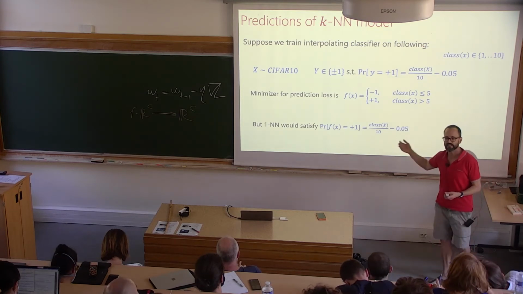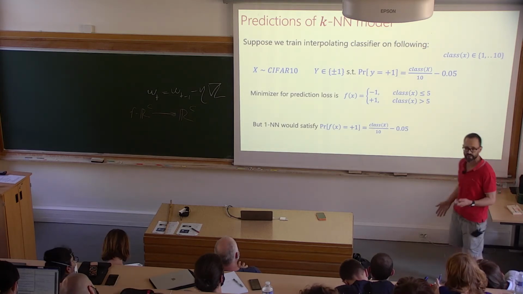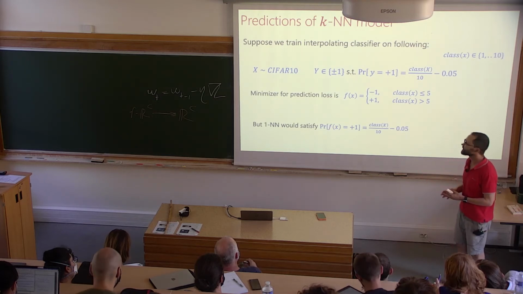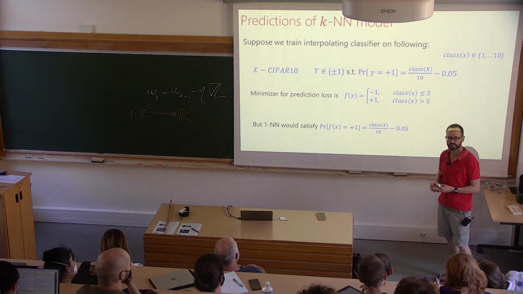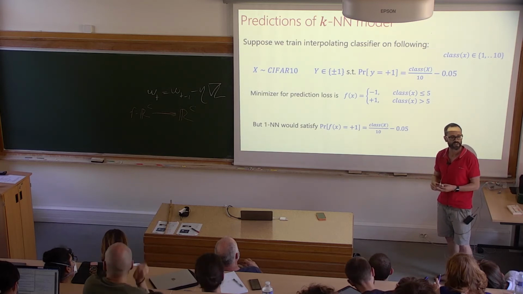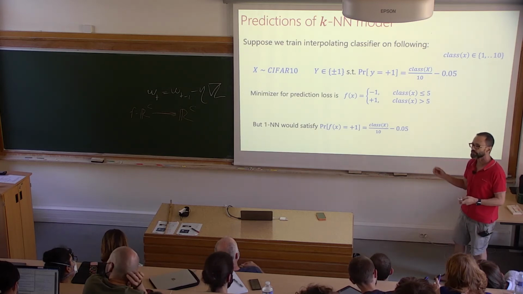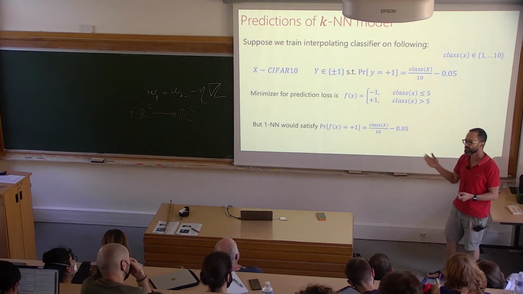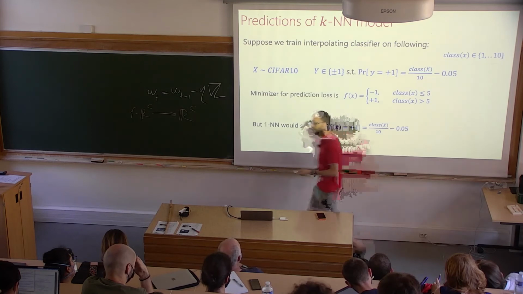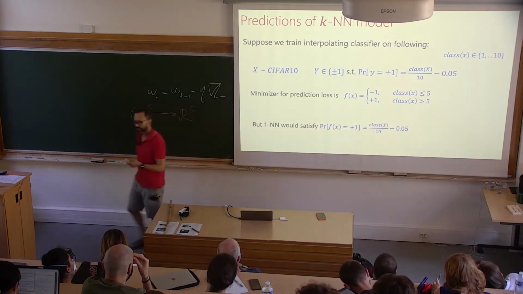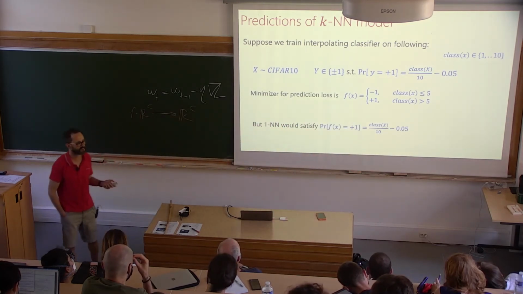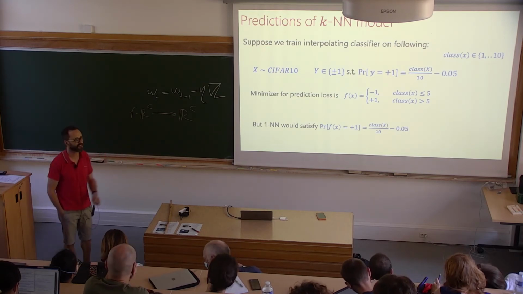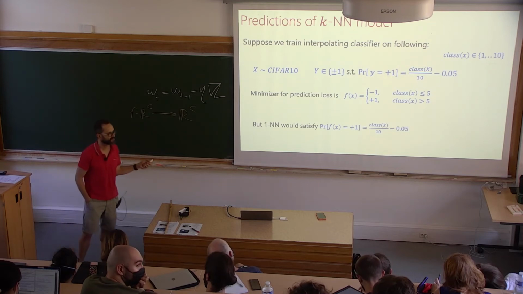So if it's one nearest neighbor under the hood, it would not be doing the thing that minimizes the population loss. Rather, the conditional probability of the prediction would correspond to the conditional probability of the labels in the training set. It would be mimicking the probability rather than minimizing the loss.